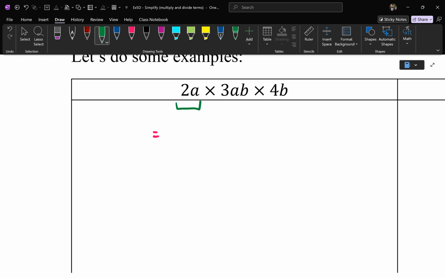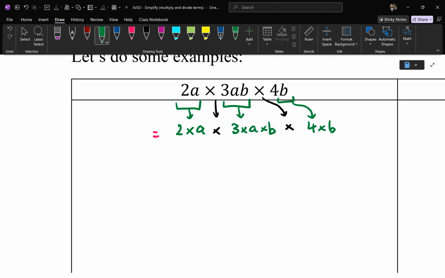So I want you to break it down. For those who aren't really confident, break it down. This means 2 times a. Then you break it again. This is your times symbol. What does 3ab mean, Leon? Very good. That means 3 times a times b, because we're too lazy to put in the times. So put it back in. Now do it again. What does 4b mean, Leon? 4 times b. Beautiful.